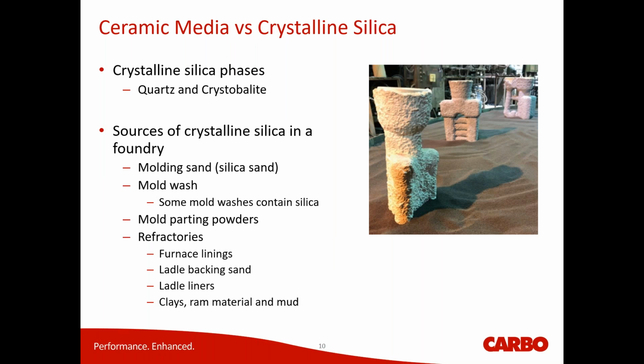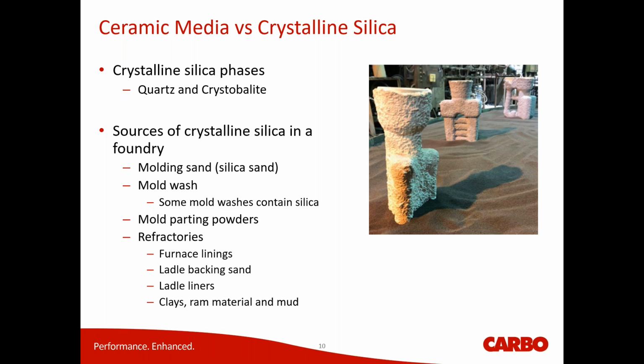The last thing I want to talk to you about is crystalline silica in a foundry and where all the different things that come from it are. The first thing I want to do is identify what those phases are. If you read OSHA's guidelines, quartz and cristobalite are the two main phases that they consider to be crystalline silica. So now, understanding that, what are the areas of crystalline silica?